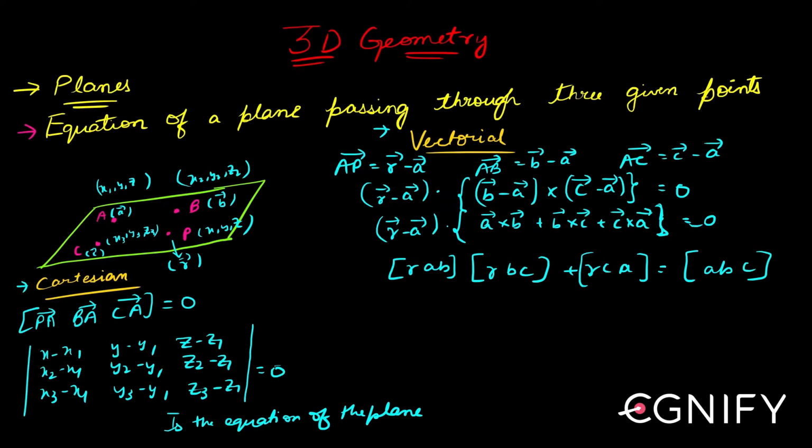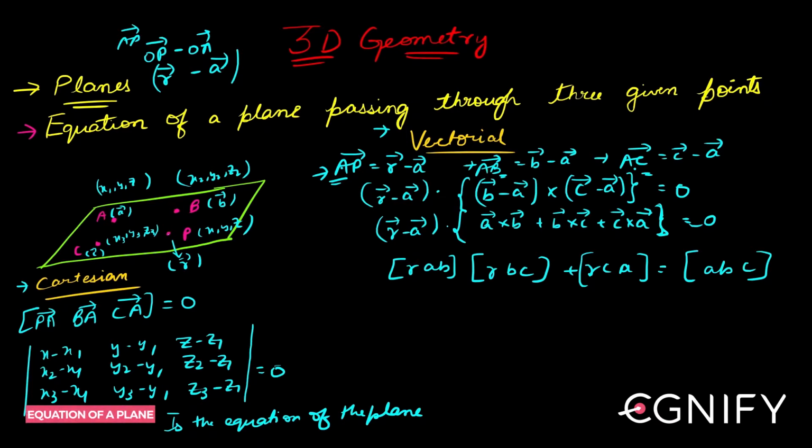So for vectorial form, what you do is, you take this vector AP bar, which is r bar minus a bar, because AP bar is OP bar minus OA bar, OP bar is r bar, because it's the position vector of this point P. OA bar is a bar, the position vector of the point A, so r bar minus a bar. Similarly, AB bar is this and AC bar is this. Now, AP, AB, AC, these are three vectors which are coplanar, right? So I can say box AP, AB, AC is equal to 0.